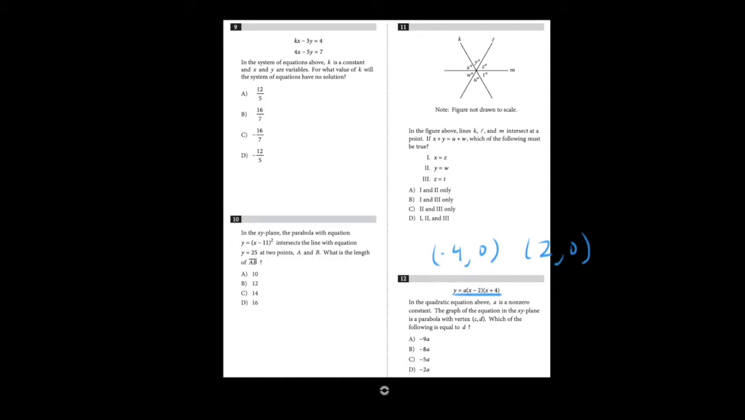Now with those roots, we know that the x-coordinate of the vertex will have to be halfway between those two. Halfway between these two values is the average of the two. So the average of negative 4 and 2 is negative 1. And the y-coordinate we don't know yet, but we do know this is the value of C. But that doesn't help us. We want to know what the value of D is.